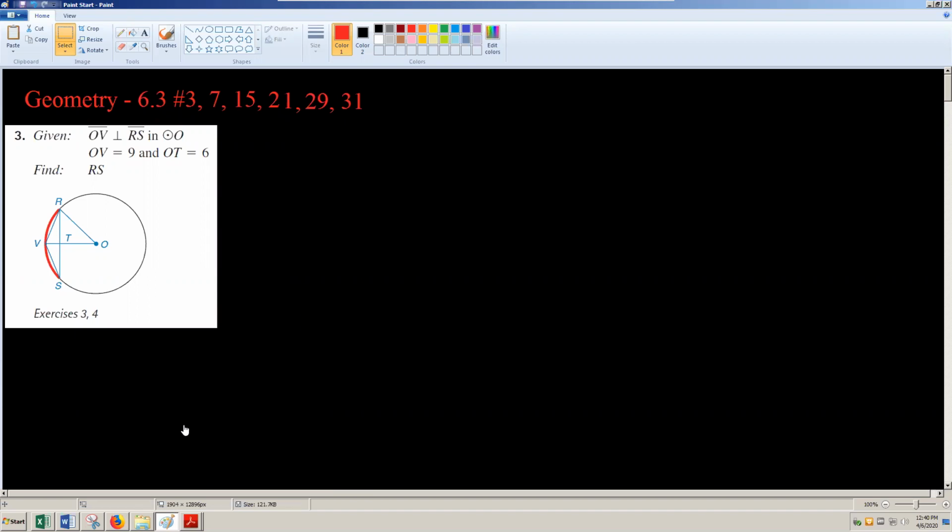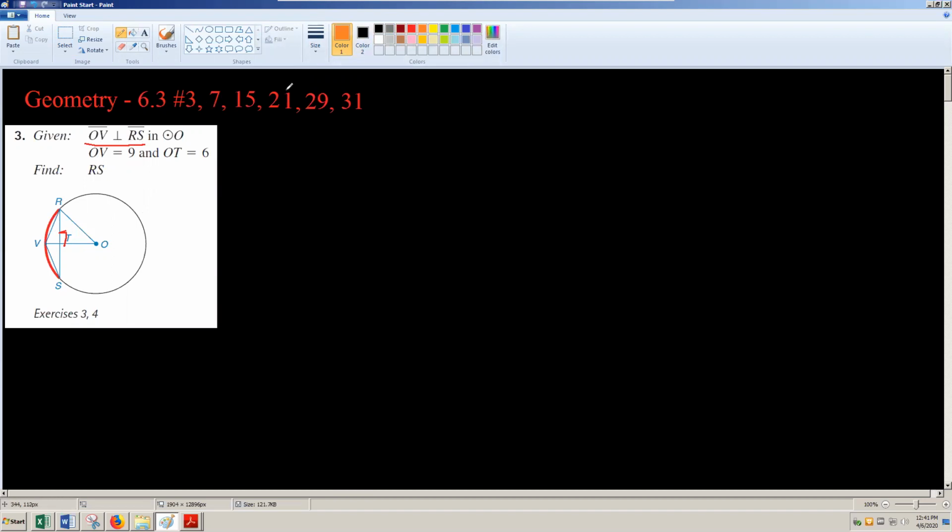So let's start by labeling some information. First thing I want to grab is this is a right angle. And then let's do this in orange. So we've got our 90 here.